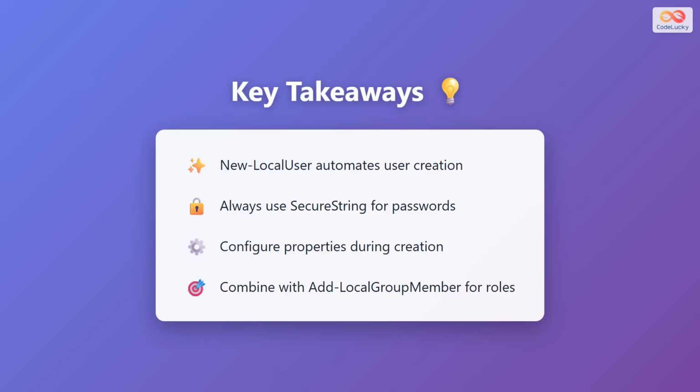Let's recap the key points. First, New-LocalUser automates user creation, making it faster and more consistent than manual methods. Second, always use SecureString for passwords to handle credentials securely. Third, you can configure multiple properties during creation using various parameters, saving you additional configuration steps later. Finally, combine New-LocalUser with Add-LocalGroupMember to assign users to groups and define their roles. This gives you complete control over user provisioning through PowerShell. With these skills, you can efficiently manage local user accounts in any Windows environment.